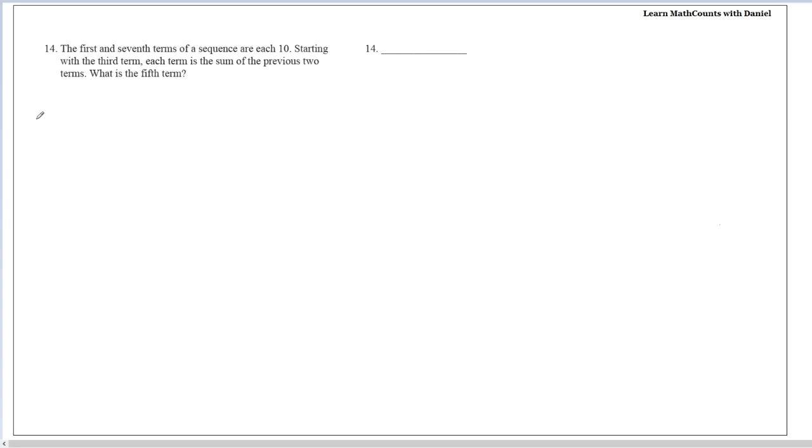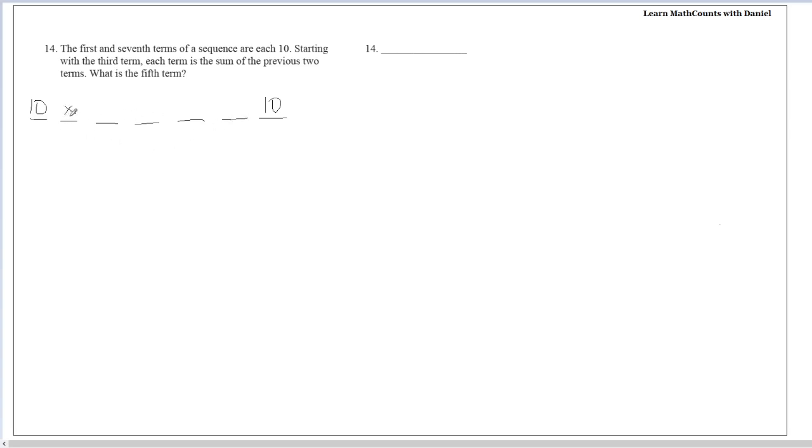Alright, so let's write out our 7 terms: 1, 2, 3, 4, 5, 6, 7. So we know that the first and the last terms are 10. So what do we want to do? Because each term is the sum of the previous two terms, how about we insert a variable for the second term, and then we can express the second through the sixth terms all in terms of this variable.